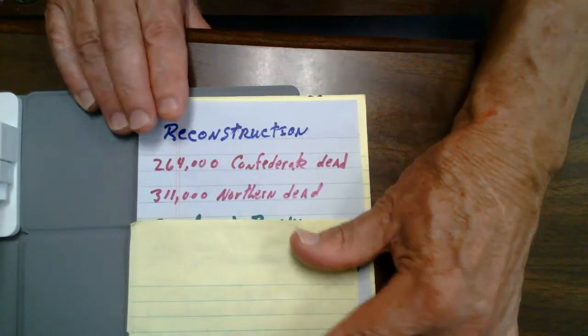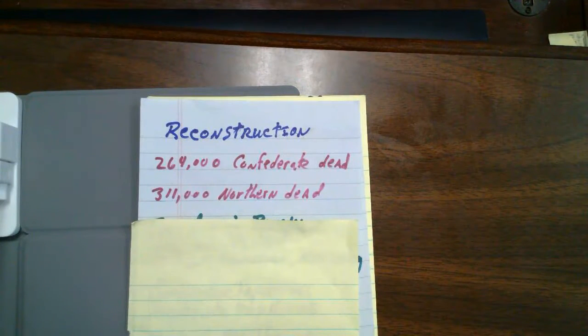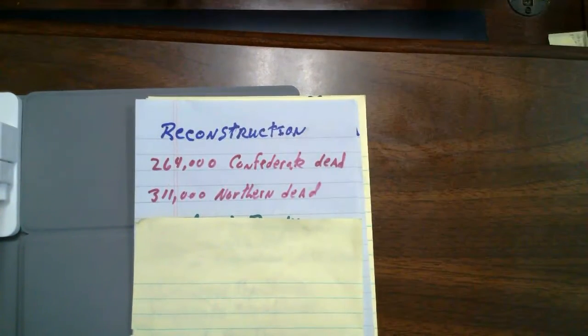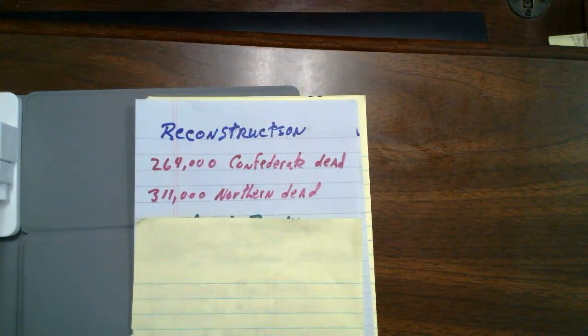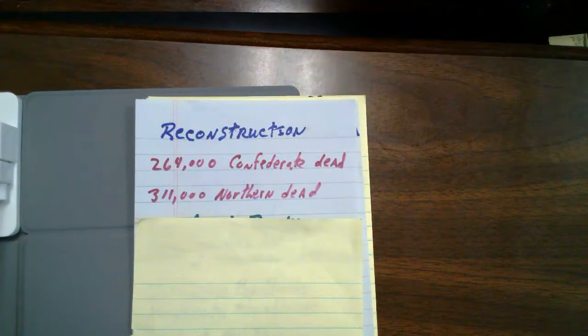Let's go back to our notes here. We had 618,000 that died in the Civil War from the North and the South. Approximately 264,000 Confederate dead, 311,000 Northern dead. I think I told you the other day we had 38,000 blacks, soldiers and sailors, that lost their lives by various means in the war.